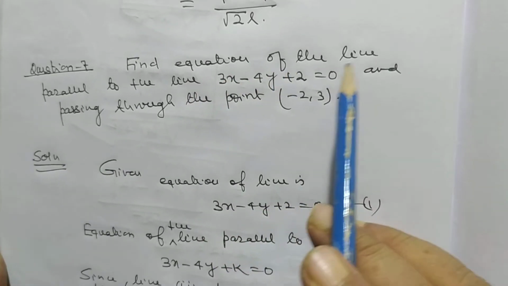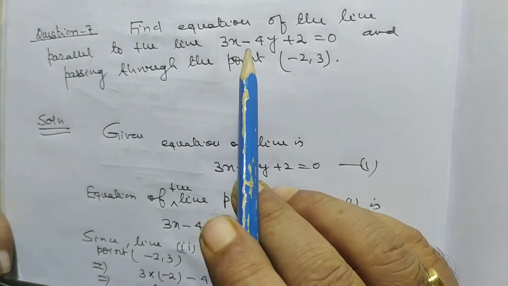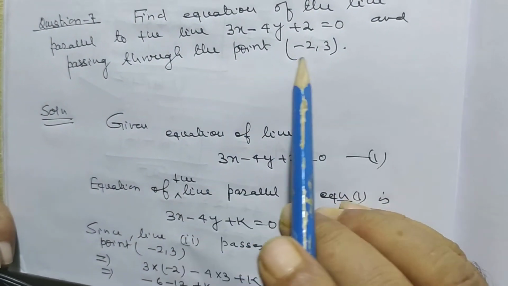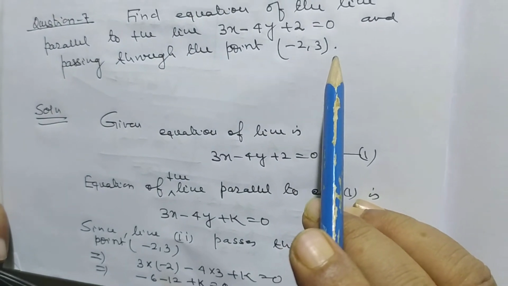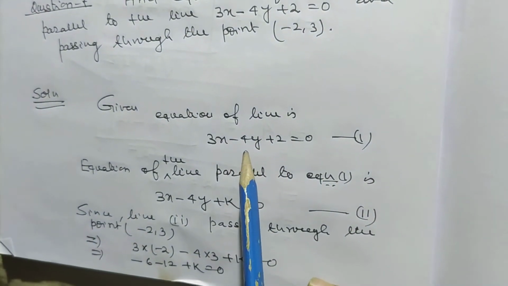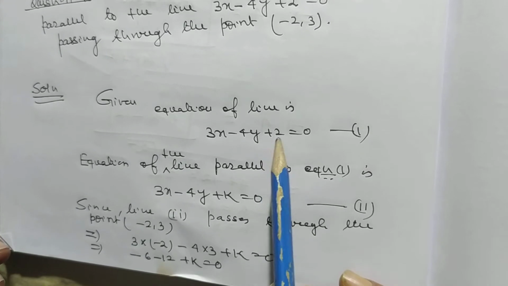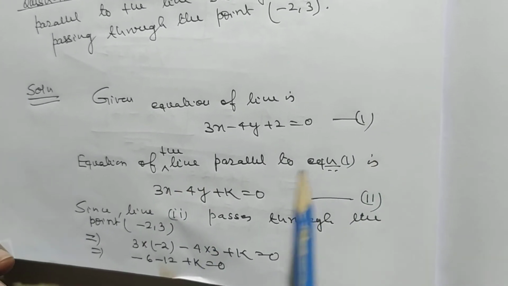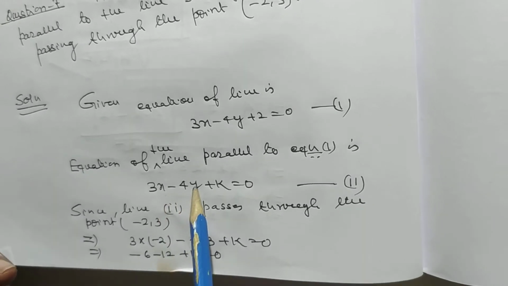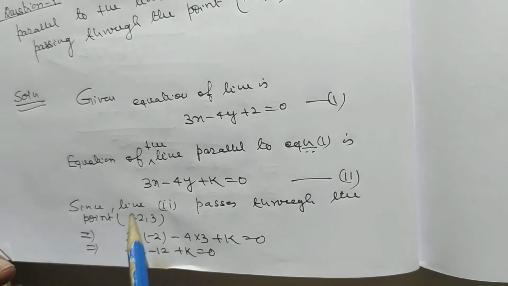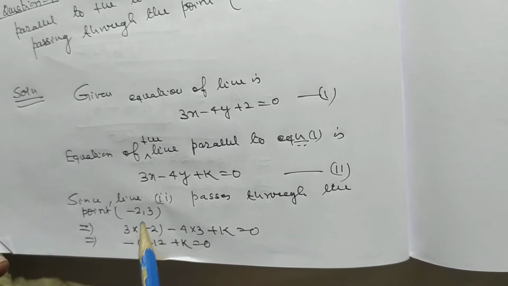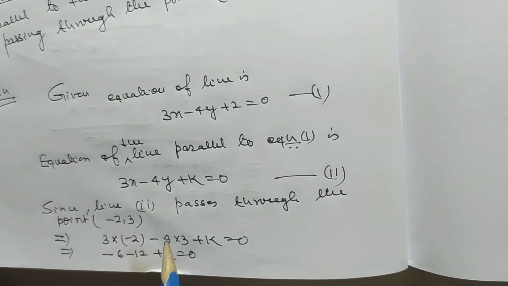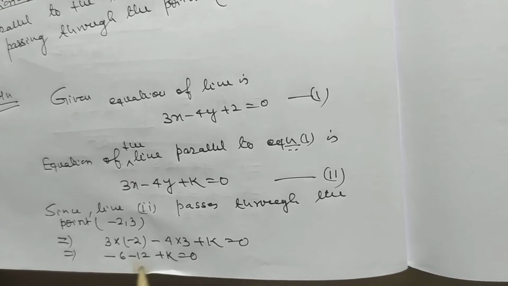Find the equation of the line parallel to the line 7x minus 4y plus 2 is equal to 0 and passing through the point minus 2, 3. My dear students, the given equation of the line is 3x minus 4y plus 2 is equal to 0. The equation of the line parallel to the first is 3x minus 4y plus k is equal to 0. Since the second line passes through the point minus 2, 3, that is 3 into minus 2 minus 4 into 3 plus k is equal to 0.